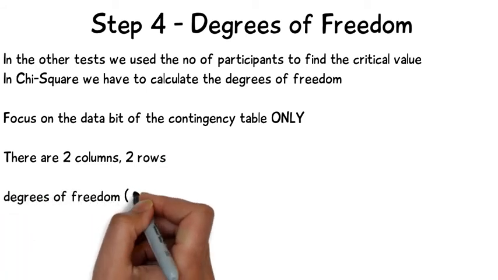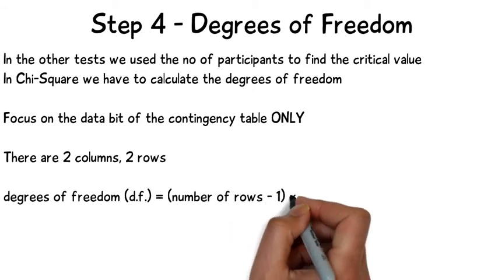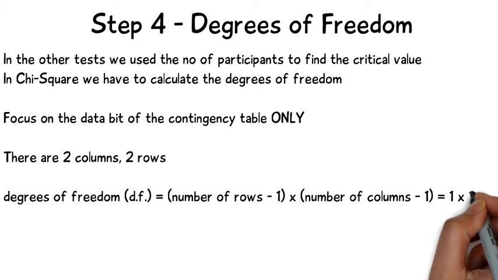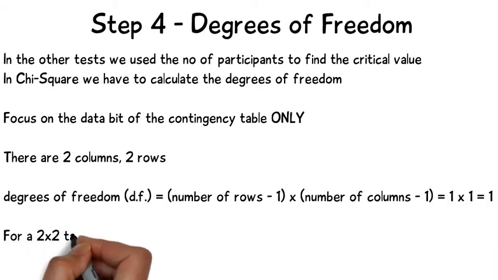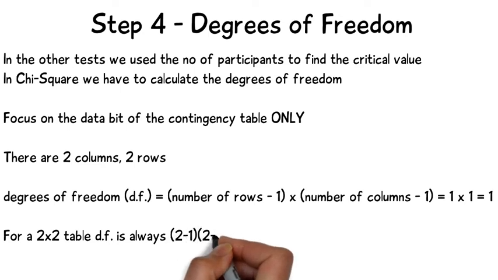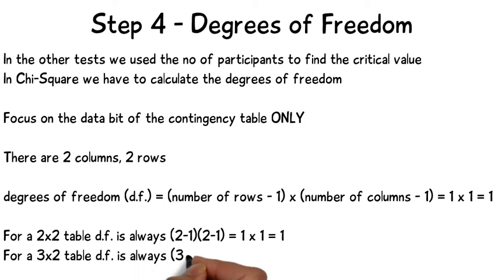Degrees of freedom is a really easy formula. Number of rows minus 1 times number of columns minus 1. And in our case, it's 1 times 1, which is 1. For a 2 by 2 table, the degrees of freedom, notice it's called DF for short, is always 1. For a 3 by 2 table, the degrees of freedom always works out to 2.